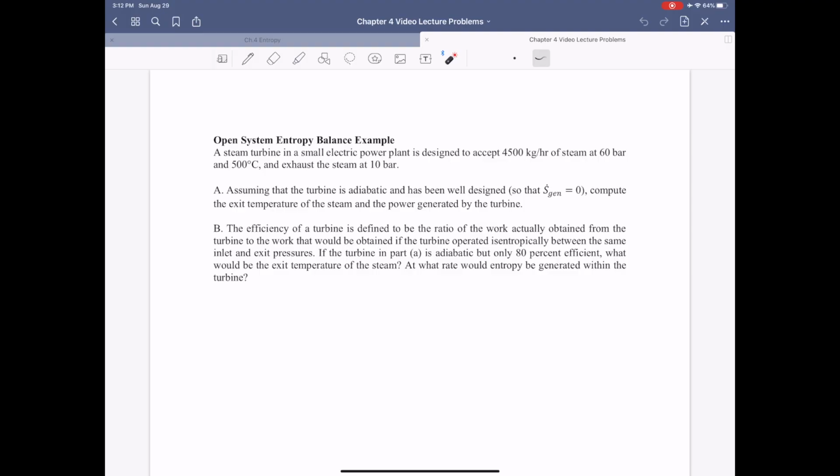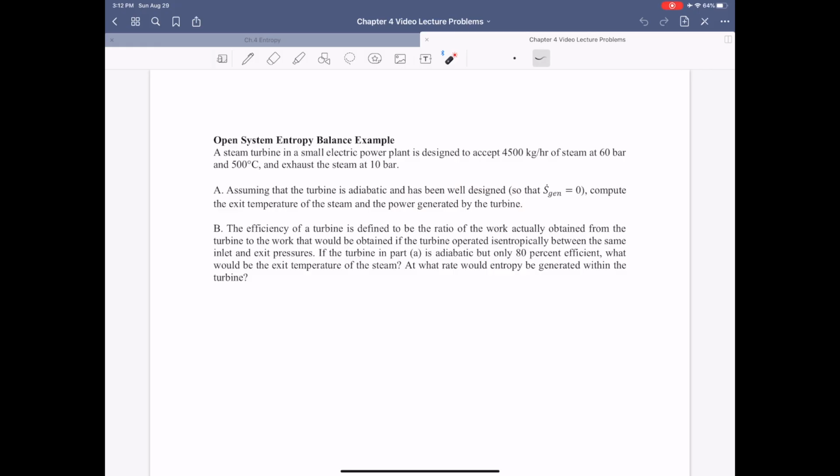In part A of this problem, we're going to assume that the entropy generated as the steam passes through the turbine is equal to 0. And so in that case, what we want to figure out is both the exit temperature of the steam and also the power, or the shaft work rate, that's extracted from the steam.